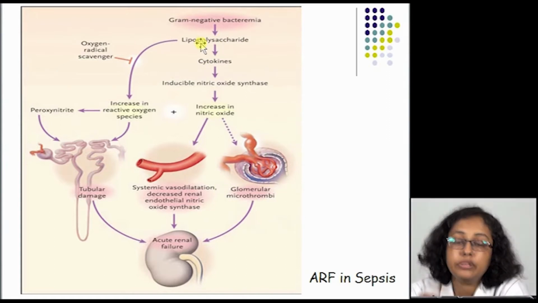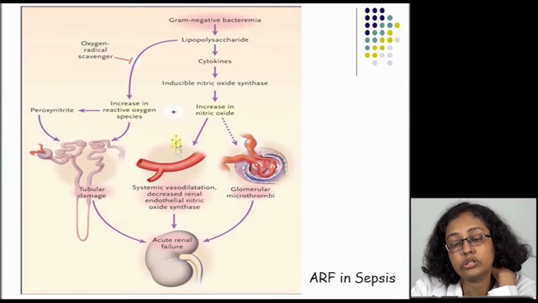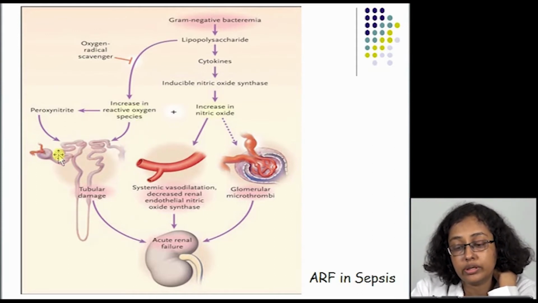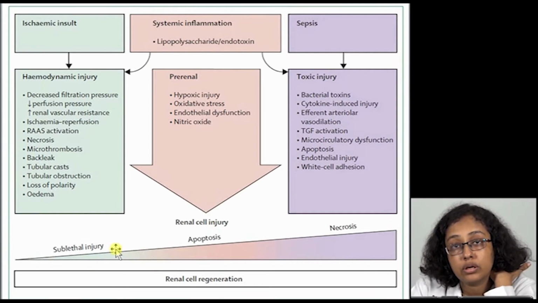And gram-negative bacteremia leads to free oxygen radical release. So reactive oxygen species are released, which also cause direct tubular damage and tubular injury to the kidneys. So basically, you have three factors: ischemic insults, systemic inflammation, and sepsis-induced direct toxic injury. Initially, any cause of acute kidney injury starts with a sublethal injury when cell regeneration is possible, and if the patient does not recover from this phase, it progresses to apoptosis and cell necrosis.